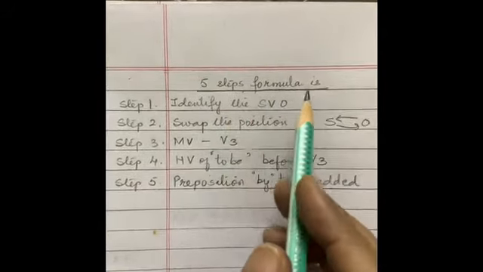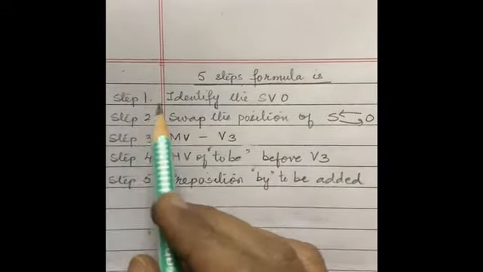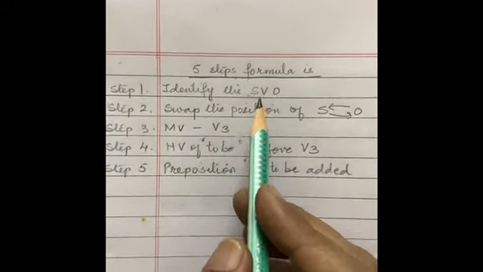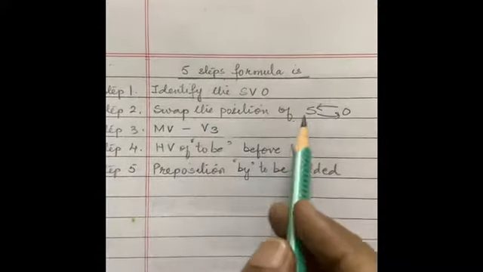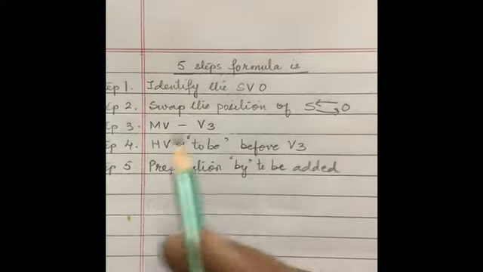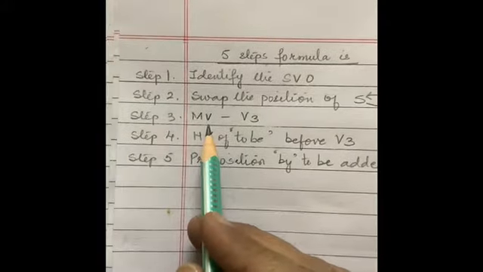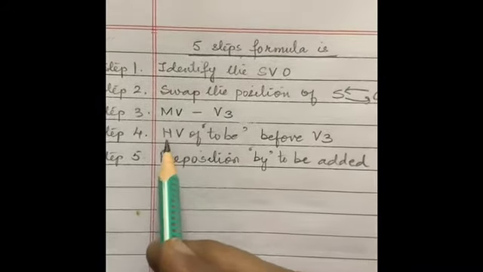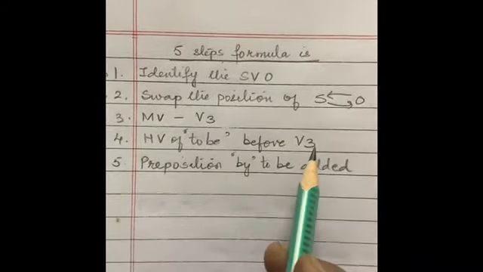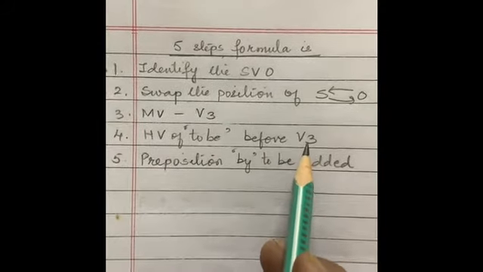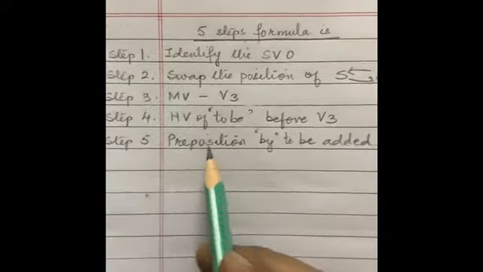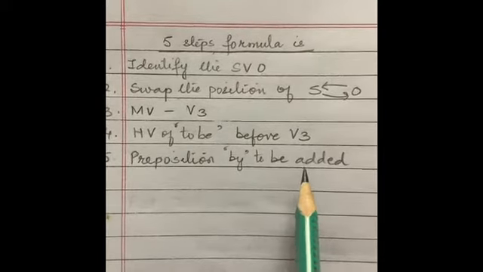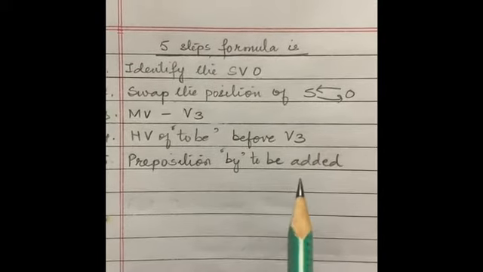So the 5 steps formula is: step number 1, identify the SVO, subject, verb and object. Step number 2, swap the position of the subject and the object. Step number 3, main verb to be changed to verb 3. Step number 4, helping verb of to be written before verb 3, the third form of the verb. Step number 5, the preposition by to be added in the sentence before the subject in the passive sentence.